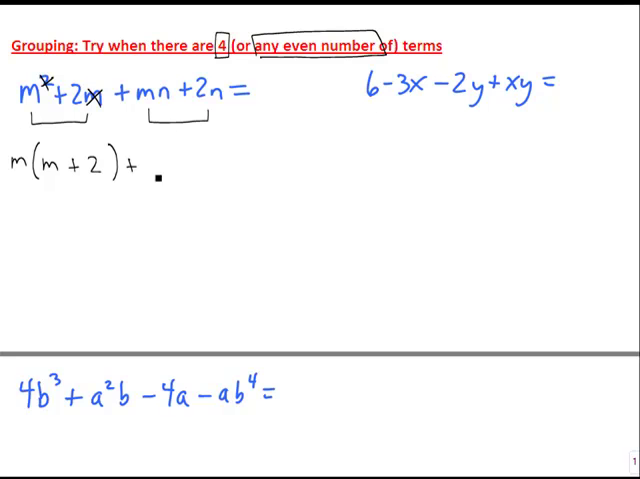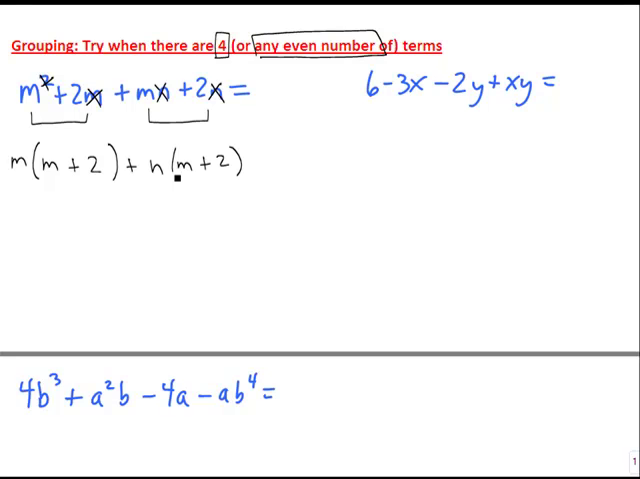Well, they both have an n. So if I pull out an n, then this n is gone and I have m left over. This n is gone and I have a plus 2 left over. Now in this grouping method, there are really 2 steps. We've just done step 1, where we grouped together the first 2, pulled out a GCF, grouped together the second 2, pulled out our GCF.